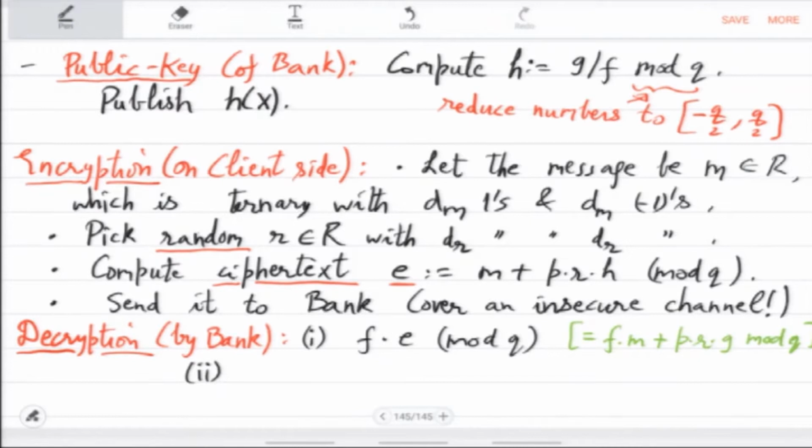In step 2, go mod p. Now what happens when the bank computes f times e, reduces it mod q, and then further reduces mod p? So note that both of these things, both of them have small coefficients.